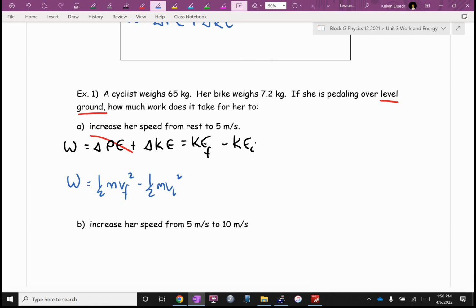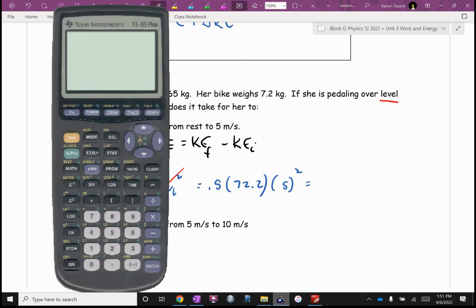Now in this case, what's v initial in part A? 0. So I guess it's just going to be 0.5 times the total mass, which is going to be 72.2, I think, bike plus rider, times 5 squared. And I end up with 902.5 joules of work.